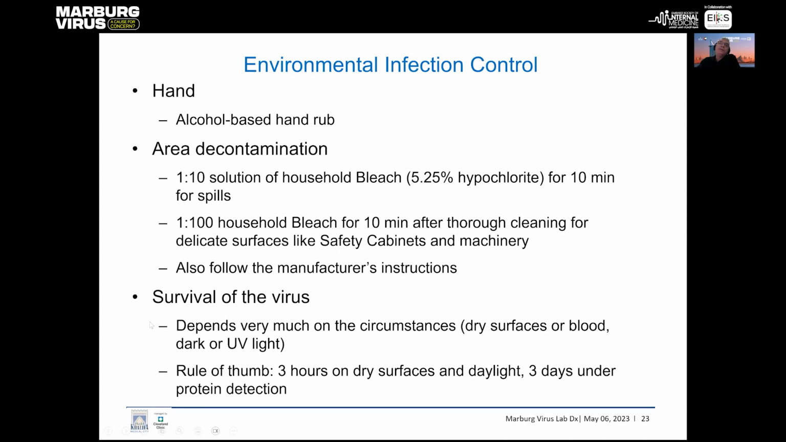What I also want to mention is that the survival of the virus is very much dependent on the circumstances, whether it's naked on dry surfaces or whether it's shielded by proteins or blood. So you can say as a rule of thumb, 3 hours on dry surfaces or daylight, and 3 days under protein protection. So 3 days, if you have a blood-stained environment, is a significant time that the virus remains infectious.